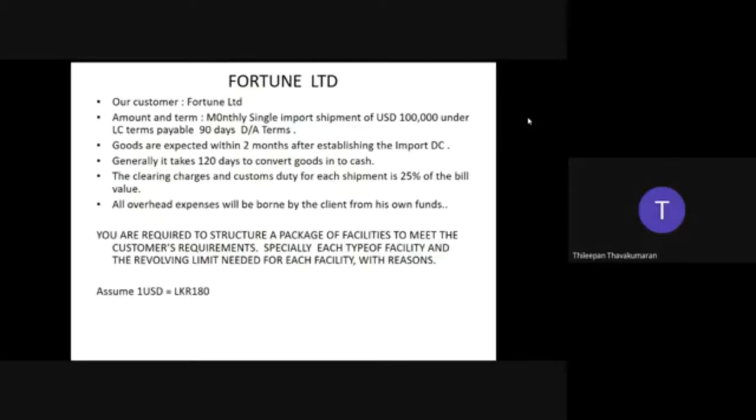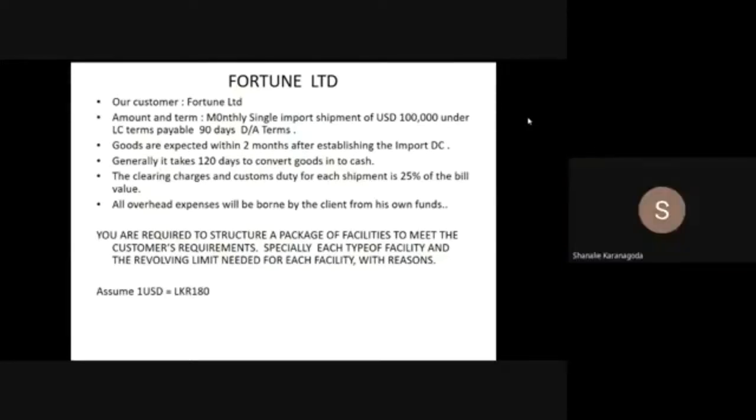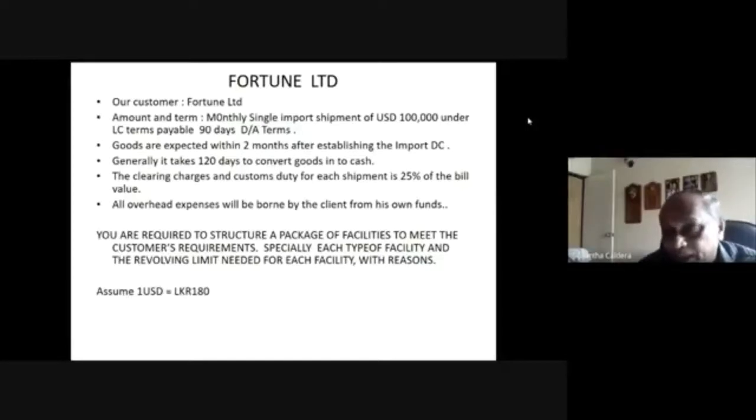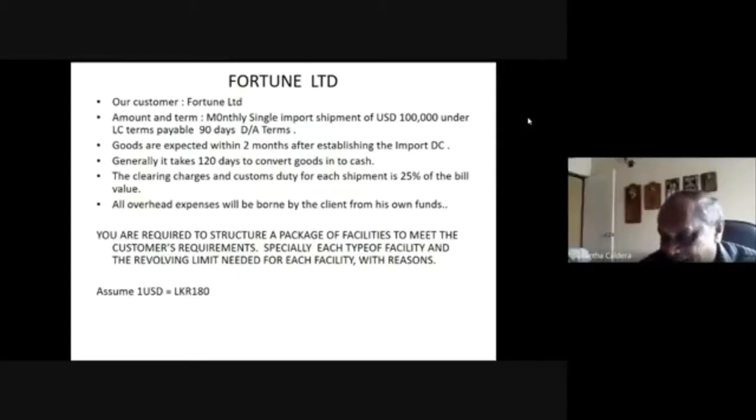LC. Huh? LC. Yes, very good. Issuance of import LC. For how many months and what is the amount in US dollars every month? 90 days DA. Yeah. Right?